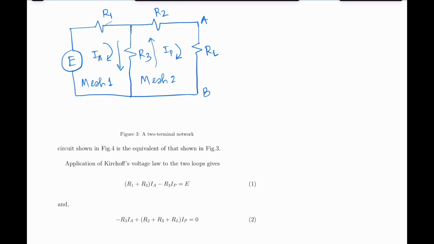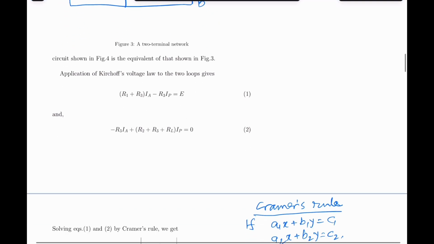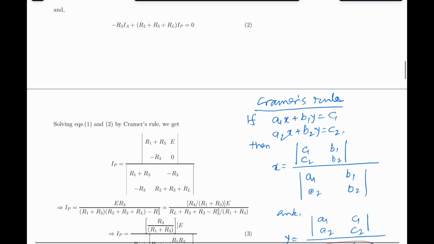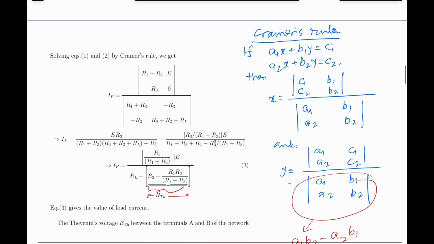For mesh 2, we have (R2 plus RL plus R3) into IP, minus IA into R3, is equal to 0, because there is no voltage source here. Now we have to find the value of IP, the current flowing in mesh 2. How to solve it? Equations 1 and 2. To solve these equations, we use Cramer's rule.